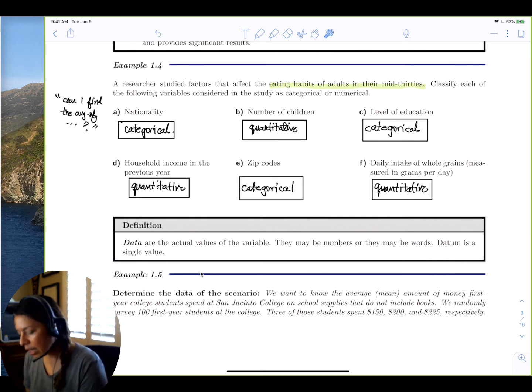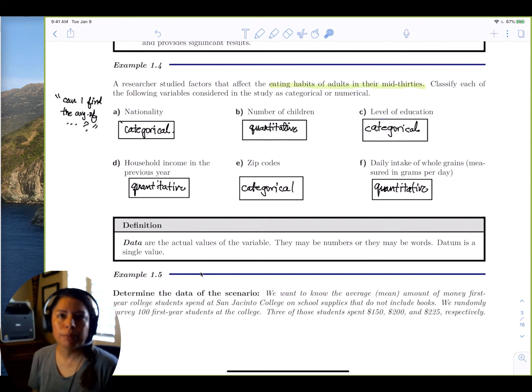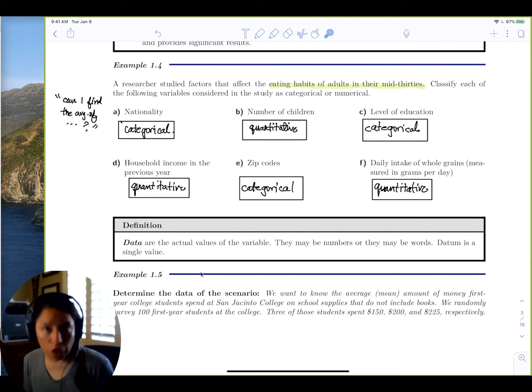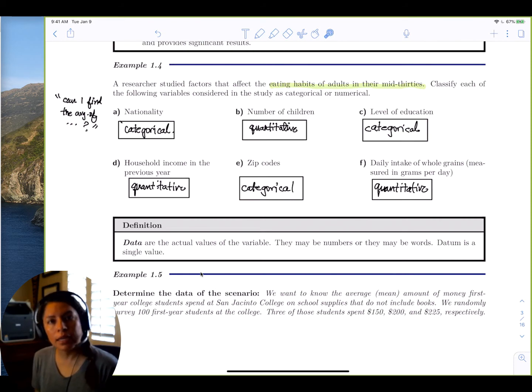So the datum that may be words could be someone asking you what nationality you are or what levels of education you have. So if they ask what color of hair you have, it's a categorical variable and your answer is a word, right? But if I ask you how tall you are and you say 56 inches, then that is quantitative and that data is a number. So again, the data itself can be a category or it can be a number. But how we use that for descriptive statistics, we're going to see in chapter 2.